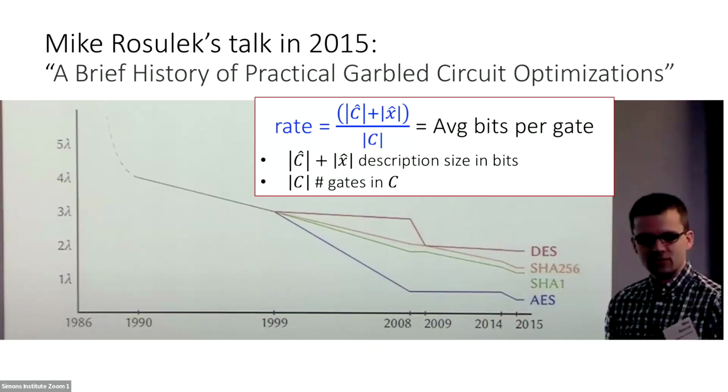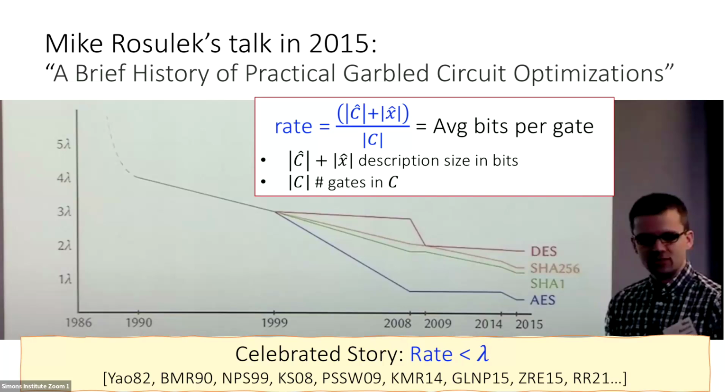A celebrated story of the past decades, maybe two decades, is that we can actually make the rate smaller than lambda. If you see in this slide, it is already smaller than lambda thanks to free XOR, right?